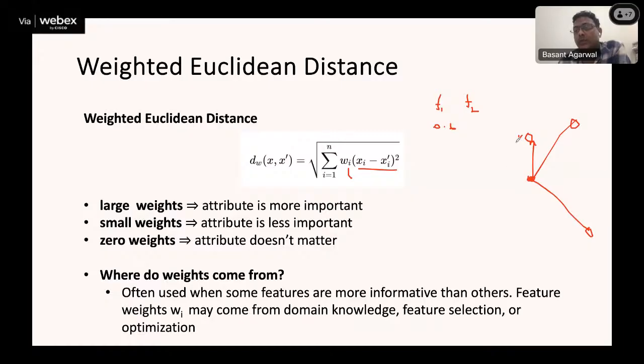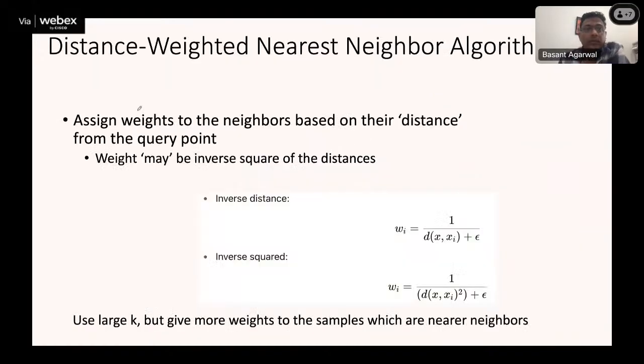Based on the inverse of the square of the distance, we can use it as a weight for the samples. That is what we call the distance weighted nearest neighbor algorithm, in which we assign weights to the neighbors based on the distance from the query point or the testing point. So the samples which are close will be more important, and the samples which are far compared to other neighbors will be less important. We can use different methods for giving weights to the different neighbors.